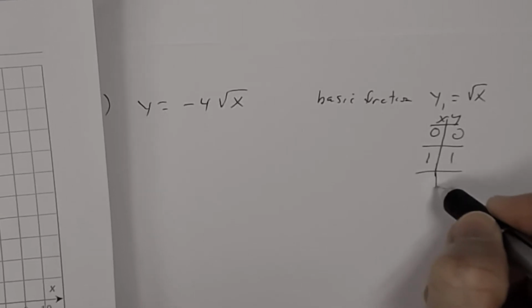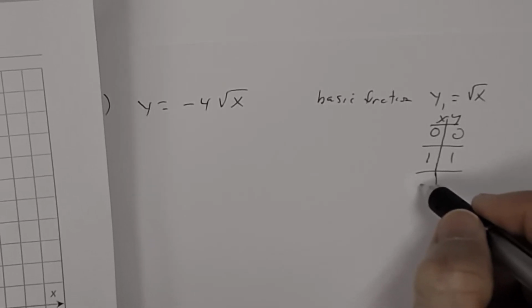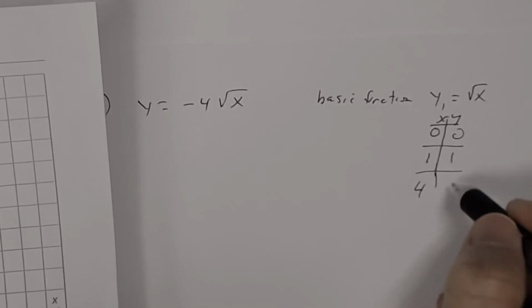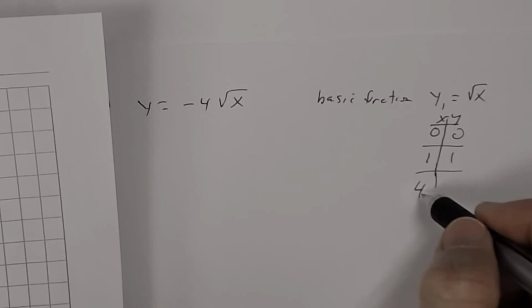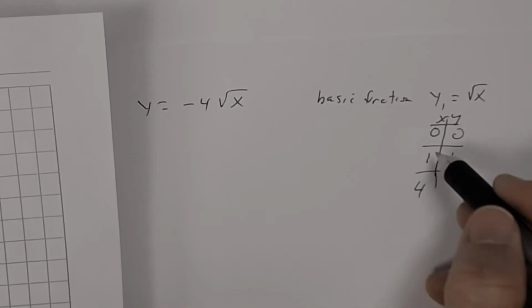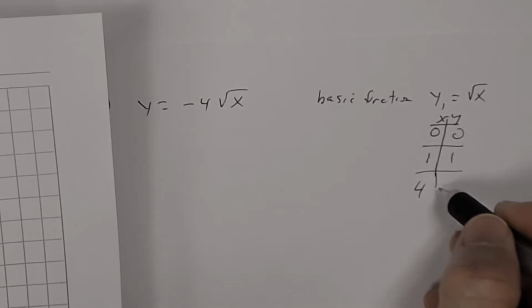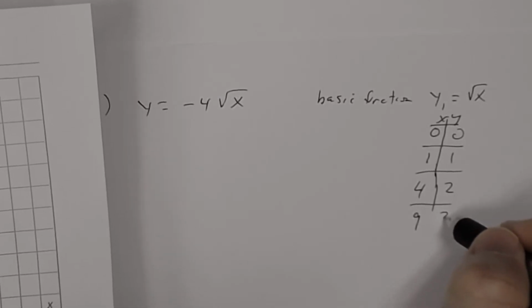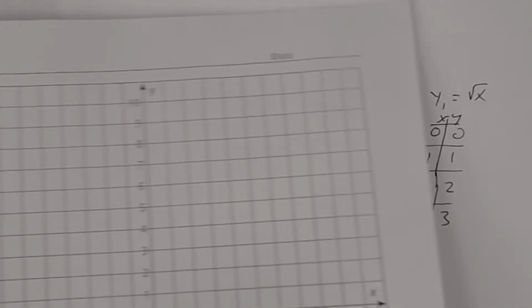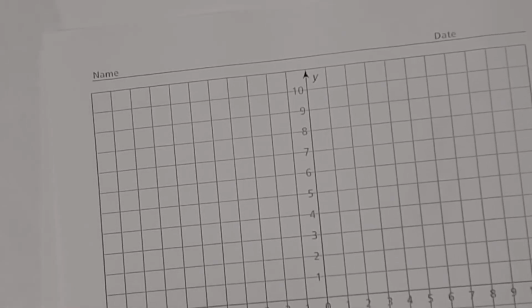1. Now the next one we went to is 4, because I'm trying to get these to be integers, whole numbers in this case. I'm going to use perfect squares. So the square root of 4 is 2. And then the next one was 9, because the square root of 9 is 3. Then we plotted those points, and the square root function looked like this.